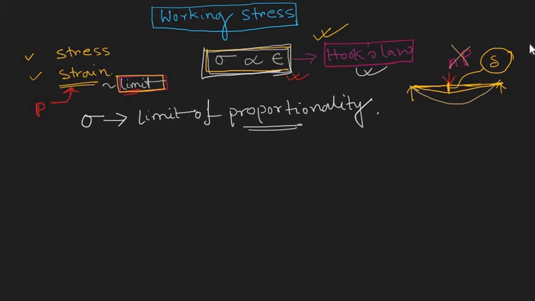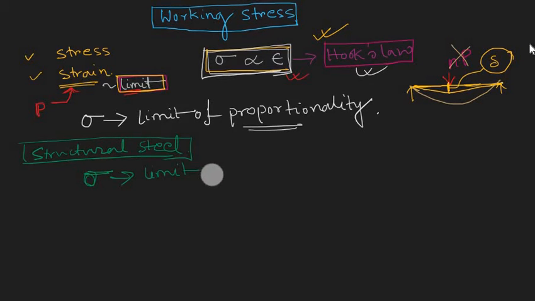That's the million dollar question right now. If you have a material, just consider we have structural steel, and now we have to design a structure based on this steel property. For that we need to find out the stress corresponding to the limit of proportionality. How to find that?